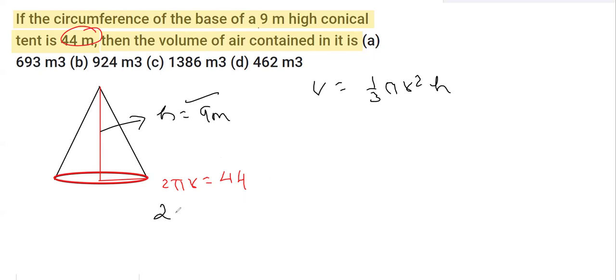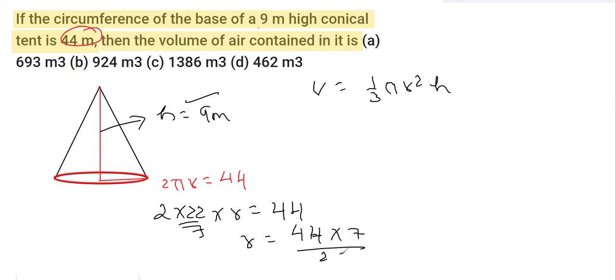Now I'm going to replace pi with 22 over 7, so 2 into 22 over 7 into r is equal to 44. On transposing the values to the right, this will be 7 multiplied and 2 into 22 divided. This is 44, 44 gets cancelled. So we got the radius as 7 meter.